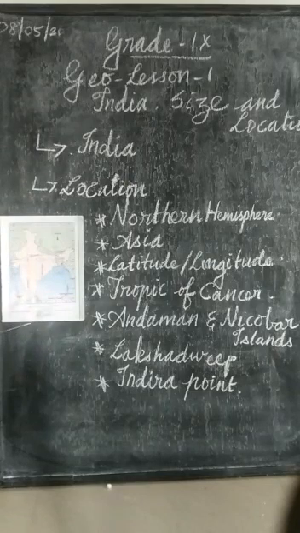To the southeast of the mainland lies the Andaman and Nicobar Islands in the Bay of Bengal. To the southwest of the mainland lies the Lakshadweep Islands in the Arabian Sea.